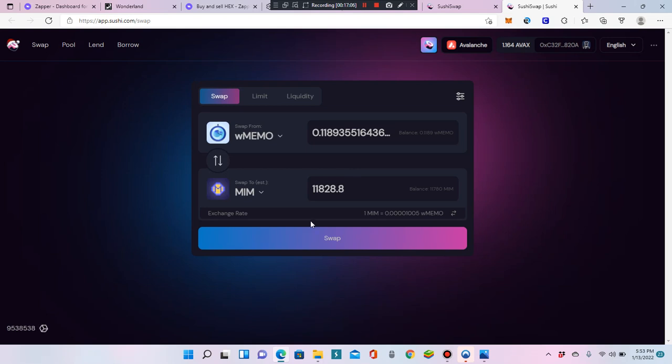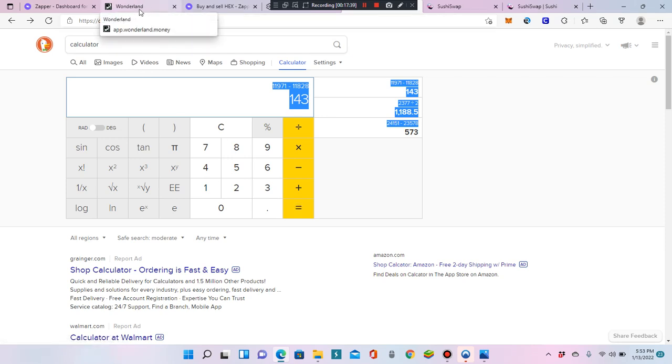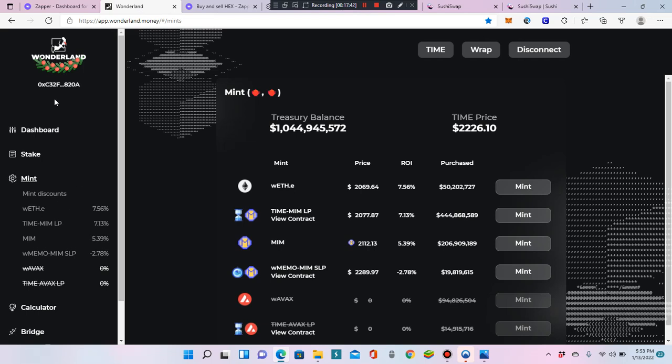Okay, so 11,828. 1197 minus 11,828 equals... okay, so this swap is costing me $143, plus the $500 that it already cost me, so like $643. So we're going to calculate if I'm actually going to even save any money by doing this mint. I've already screwed it up six ways from Sunday, and I was going to make $2,100. Well, that was before fees. $2,100 before fees, before this thing changed, and it changes every 5 minutes.